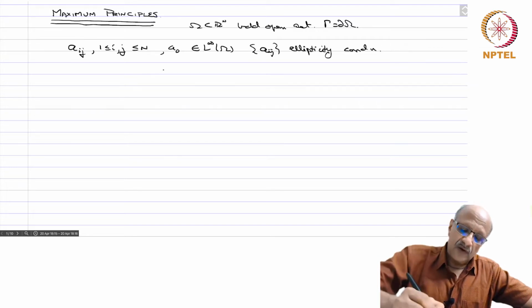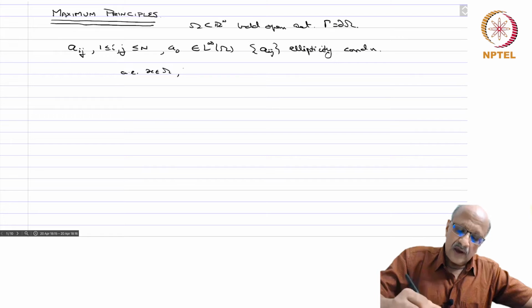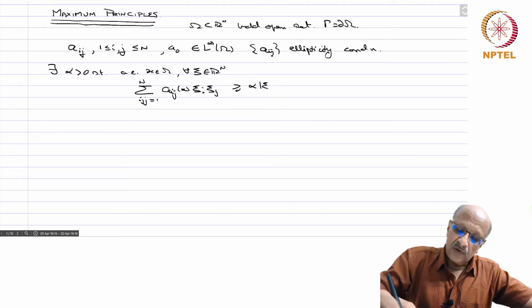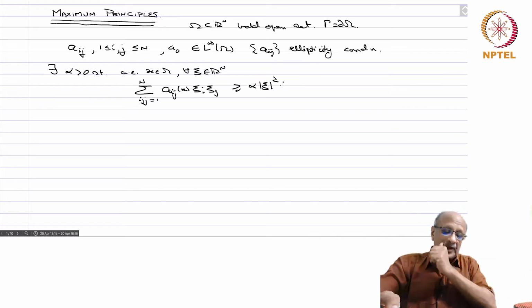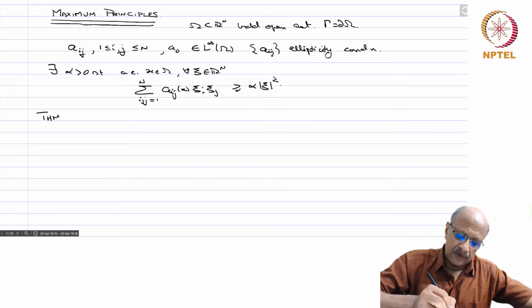Let me remind you of that. There exists an alpha positive such that for almost every x in omega and for every xi in R^n, the sum over i, j equals 1 to n of a_ij of x, xi_j xi_i is greater than or equal to alpha times mod xi squared. This is called the uniform ellipticity condition for these operators. Okay, so we have the following theorem. This is the running hypothesis.